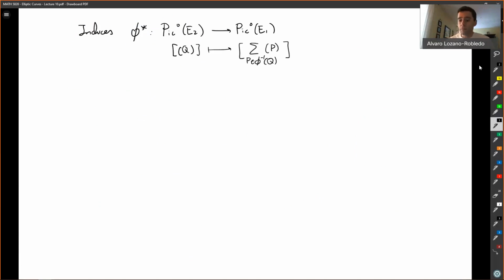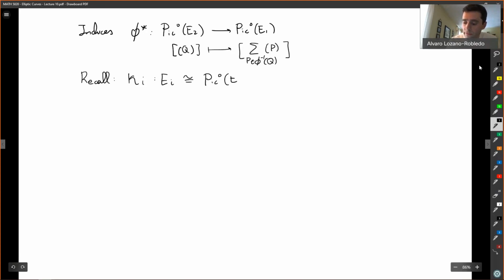Moreover, also recall that we have kappa functions. We constructed these functions kappa i that go from Ei, and they give you isomorphisms to the Picard groups. So for i equal 1 or 2, those send P to the class of P minus O, right?